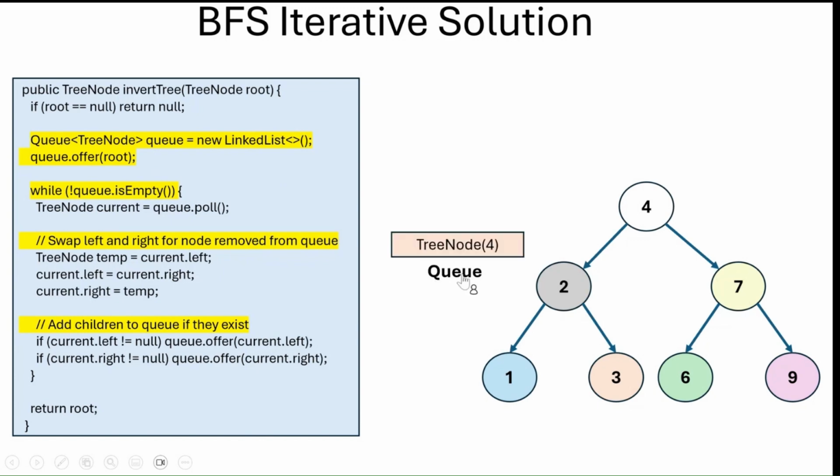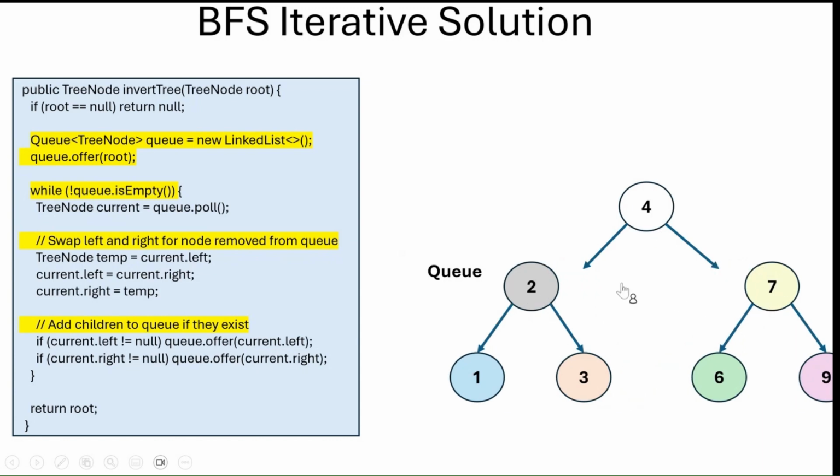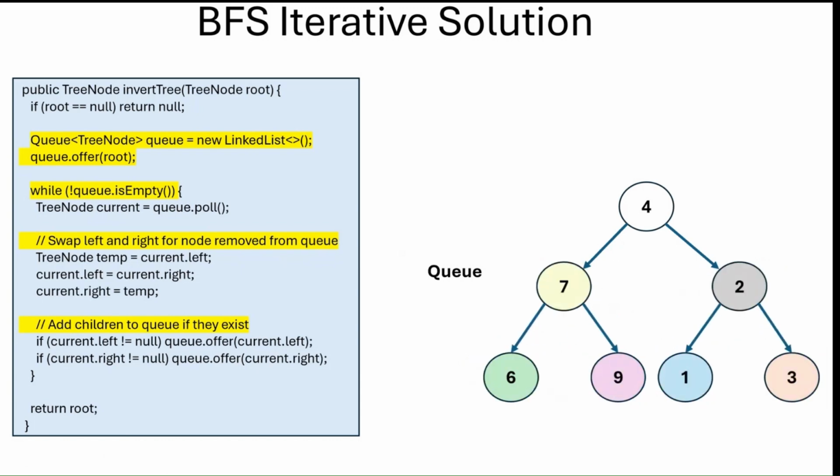So initially, the queue will contain the root of the tree. This while loop will continue as long as we have some node to visit. Now, the queue is not empty, so it will dequeue from the queue, and 4 will be stored into current. It will swap the left and right child for the node removed from the queue. So 4 is removed. Now we will swap 2 and 7, basically the left and right child of the 4. So the tree will look like this.